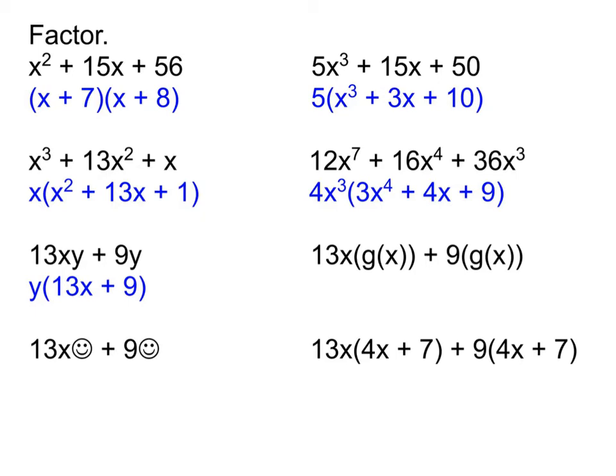Okay, so then if I look at the next problem, what do I see in every term here? Yeah, we see that g of x. You notice it's written in both cases as g parentheses x. If I write it that way, that's a function. So it's telling me that I can factor out the function g of x. Now if I do that, notice what's left behind. The 13x and the 9 are both left behind. And so it's g of x times 13x plus 9.